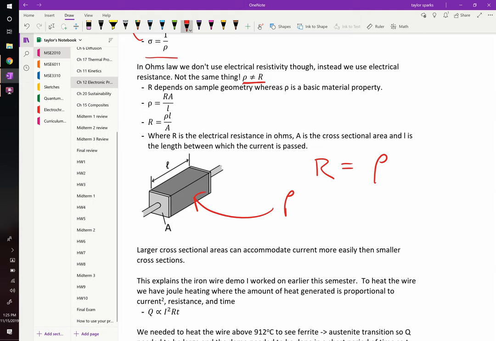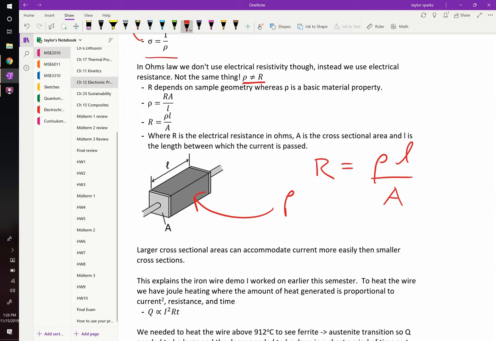But it's also going to depend on how long this is, because the current has to travel through that thing. So if it's longer, you're going to build up more resistance, right? So we're going to put length over there, the length of your resistor. And if this is wider, if it has a larger cross-sectional area, that's not going to help it resist electrical current. That's going to work against you. So you divide this by the cross-sectional area.